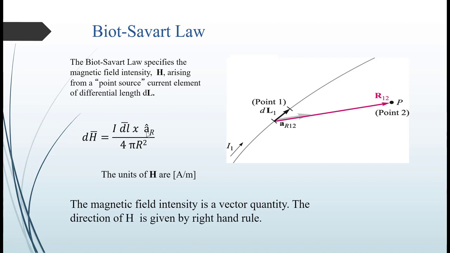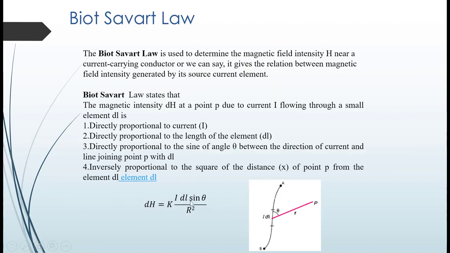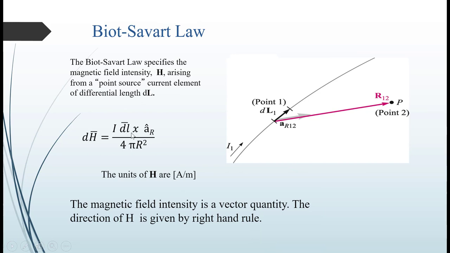The length dl bar and ar cap are to be taken in the cross product, because we have written in the previous equation dl sine theta. So I can write this dl sine theta as dl sine theta into 1, where dl is the magnitude of dl bar, 1 is the magnitude of ar cap, where ar cap is the unit vector along this r direction towards point P, and sine theta means the angle between these two lengths, dl and r. So we can write this dl sine theta into 1 as dl bar cross ar cap.